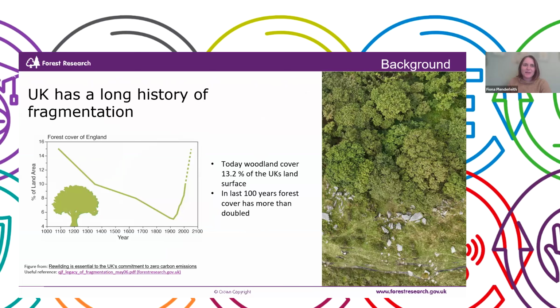And unfortunately in the UK, we've got a long, long history of fragmentation. So the ancient woodlands that we have in our landscape are seen as an irreplaceable feature, but they're now quite fragmented. We've seen an increase in woodland cover in the last 100 years. A lot of this has been through conifer plantations, but we've also seen a push towards planting and creating more broadleaf woodland because of that biodiversity value that we have come to associate with broadleaf native woodlands.